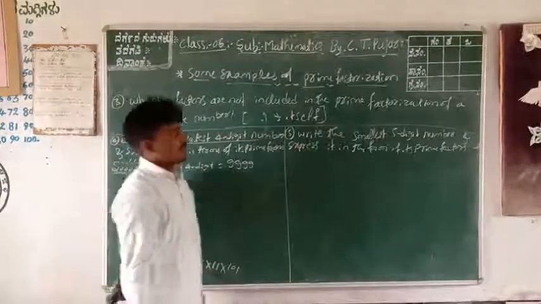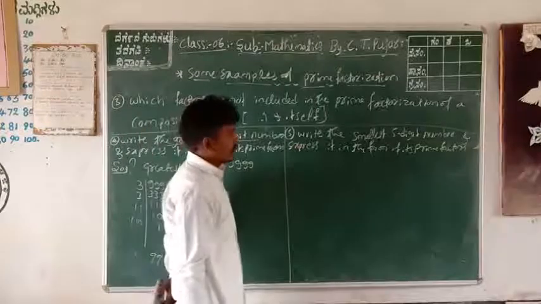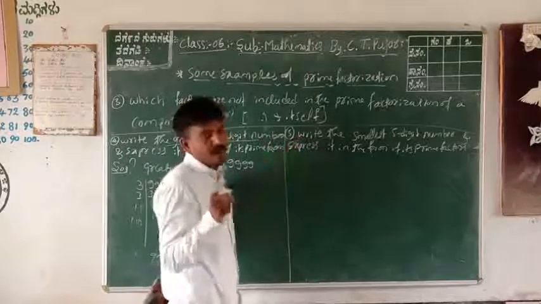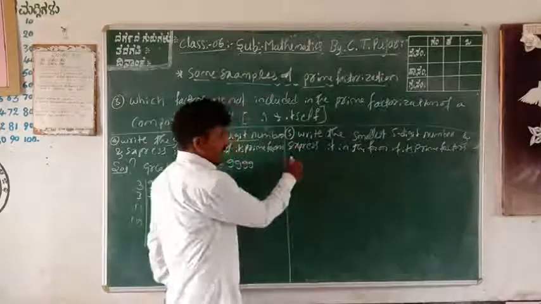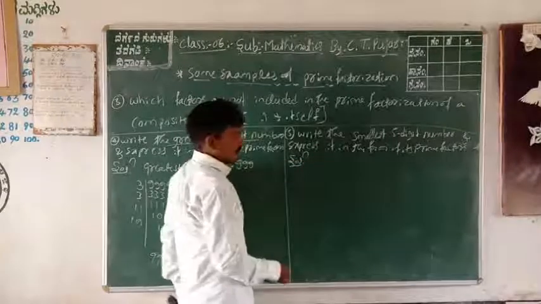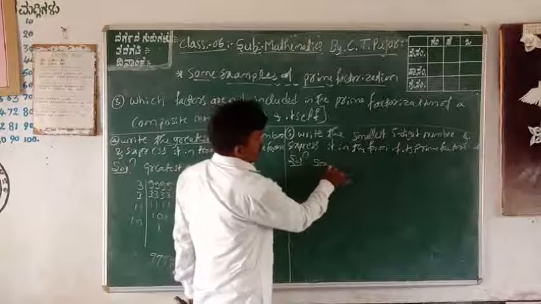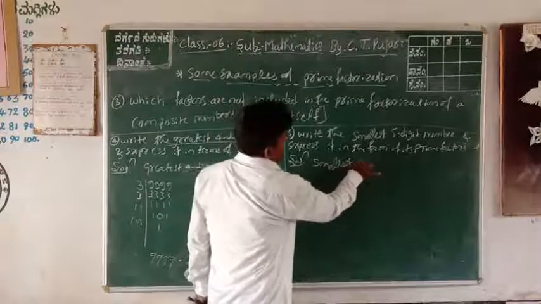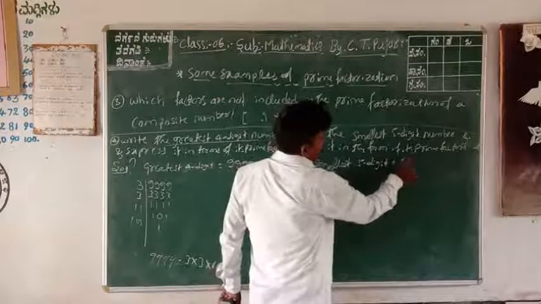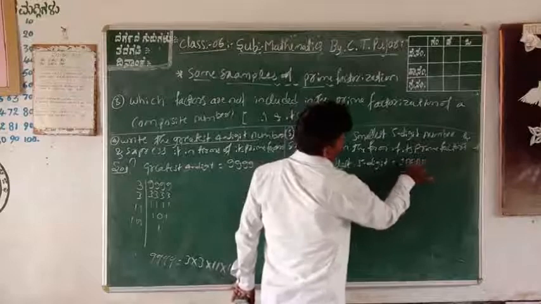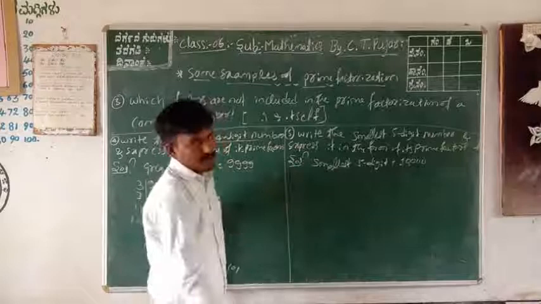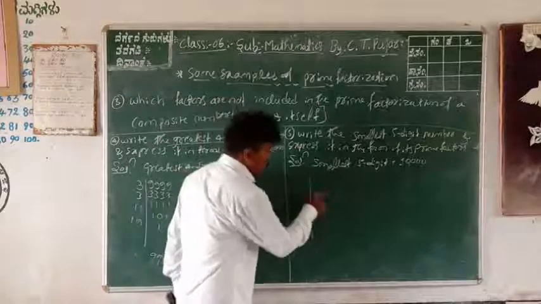What about next? Smallest 5-digit number. Write the smallest 5-digit number and express it in the form of its prime factors. Solution: write the given smallest 5-digit number. What is the smallest 5-digit number? The smallest 5-digit number is 10,000. 10,000 is the smallest 5-digit number. Next, you can find out the factorization of 10,000.